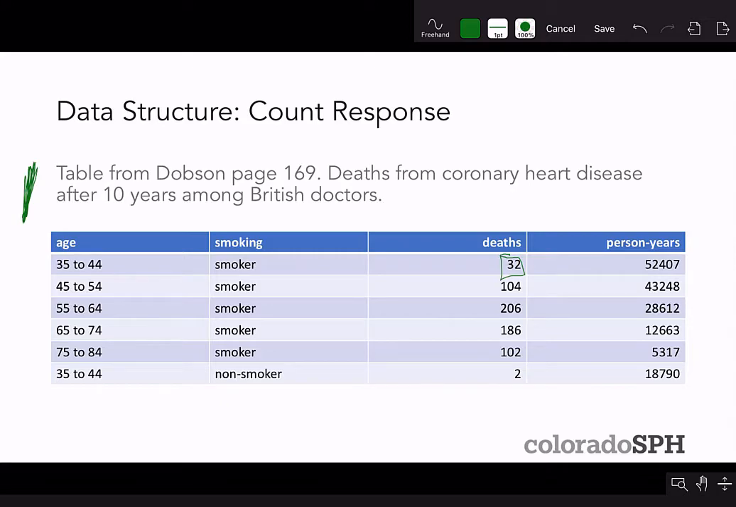And some covariates you might be interested in would be smoking status, whether or not the counts in this table are for smokers or non-smokers, and then the age group of people who fall into this table. We also have this variable person years, and that's the number of person years of exposure for those in this particular cell of the table.